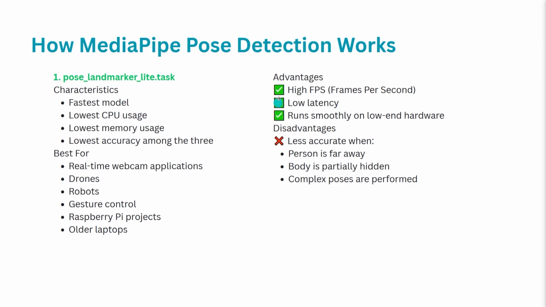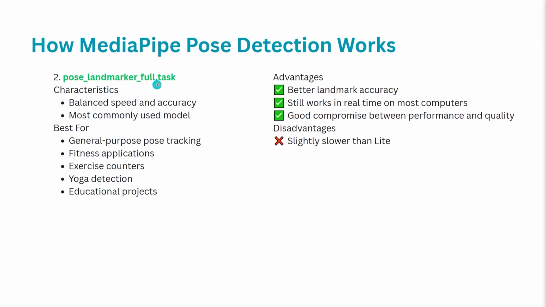And the advantages of using the light version are that it processes at high FPS, low latency, and runs smoothly on any low-end hardware. But there are also some disadvantages, such as less accuracy when the person is far. Also, it does not work properly when the body is partially hidden.